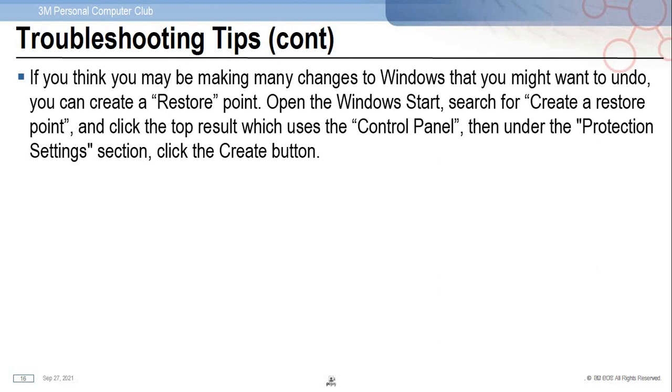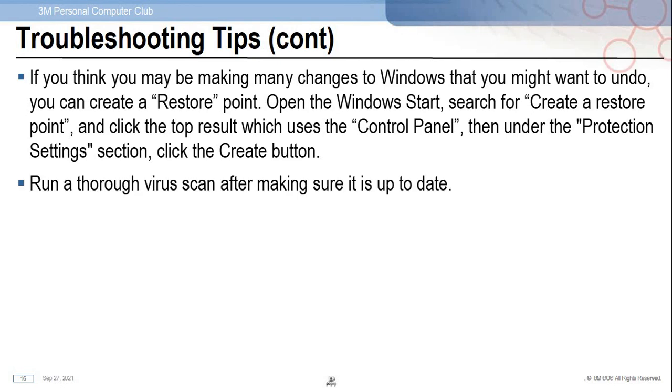If you think you may be making changes to Windows, you might want to create what's called a restore point. Windows lets you take a snapshot of your computer before you make some major changes. You can create a restore point, and then if you do have a problem, you can always restore it to that point. And this just explains where you can turn that on, and it'll create it for you automatically.